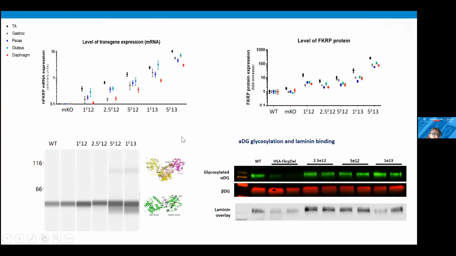This is the effect showing that after gene transfer, we have correction of the glycosylation I told you about initially. This is detected by this green bar. We have a Western blot here detecting the glycosylation. And you see that in our model, we have a decrease, and then after gene transfer, we have restoration. So we have really restored the activity that is needed for the muscle to function.